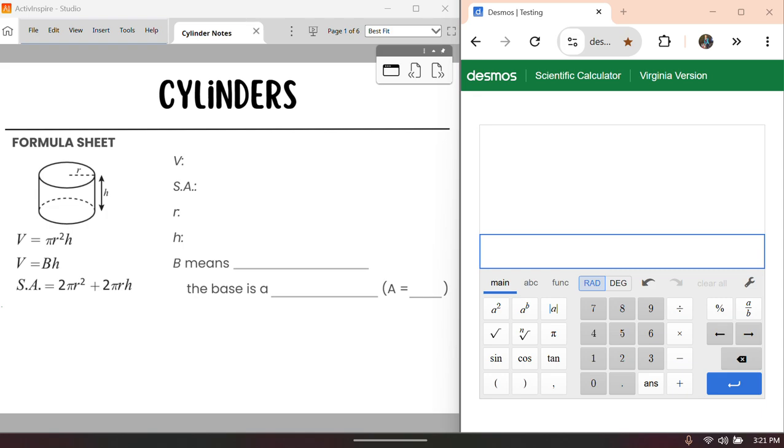Hey everybody, we are back at it, this time with cylinders. So I'm going to start by talking about the formula sheet and then we will get into some examples. So in Virginia, this is how the formula sheet looks.